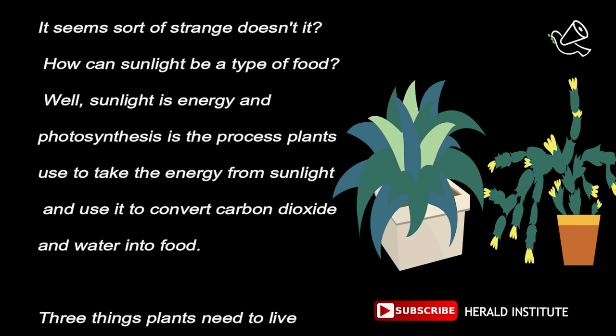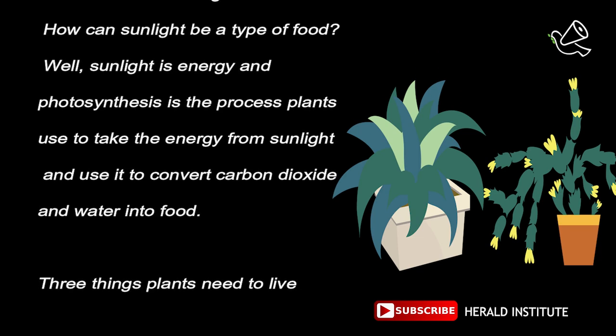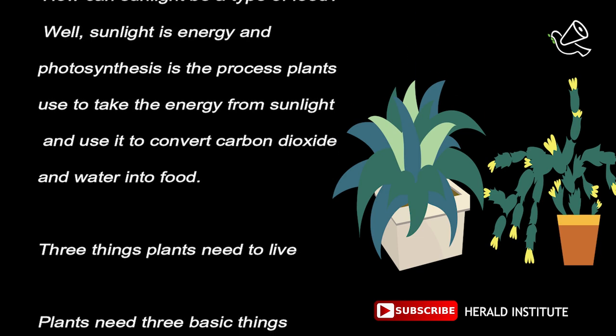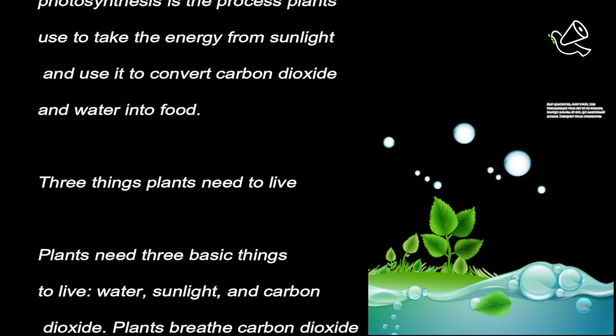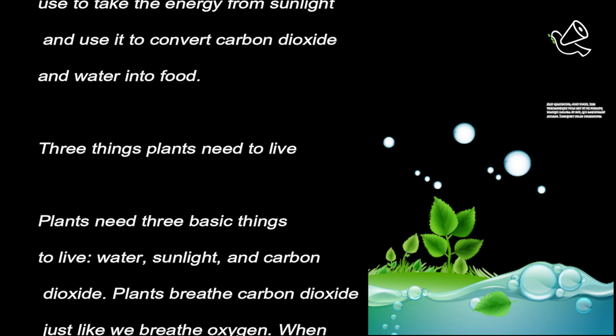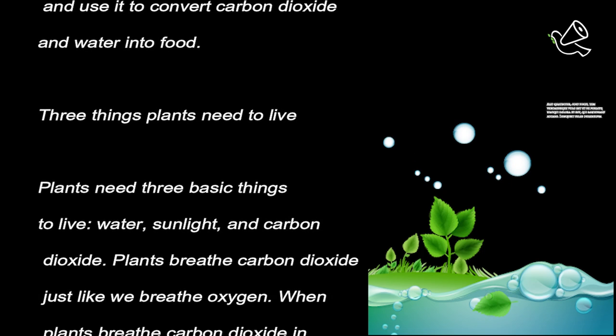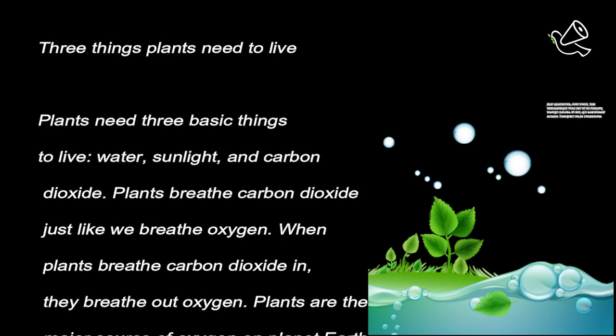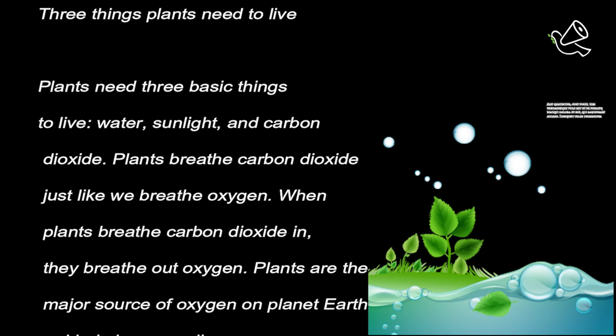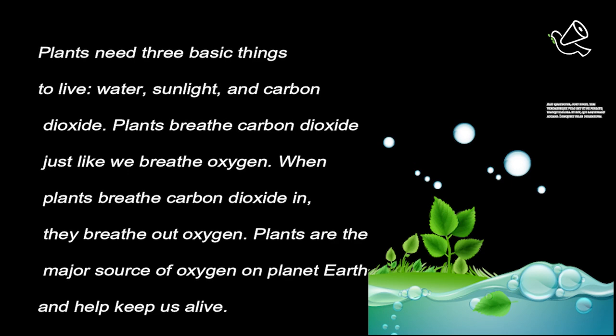Three things plants need to live. Plants need three basic things to live: water, sunlight, and carbon dioxide. Plants breathe carbon dioxide just like we breathe oxygen. When plants breathe carbon dioxide in, they breathe out oxygen. Plants are the major source of oxygen on planet Earth and help keep us alive.